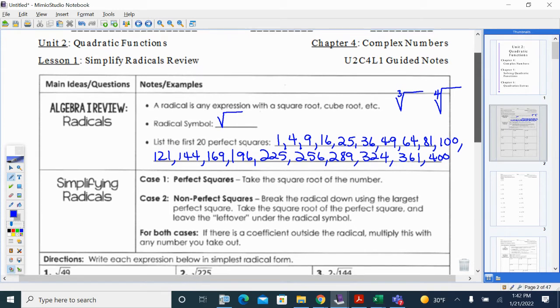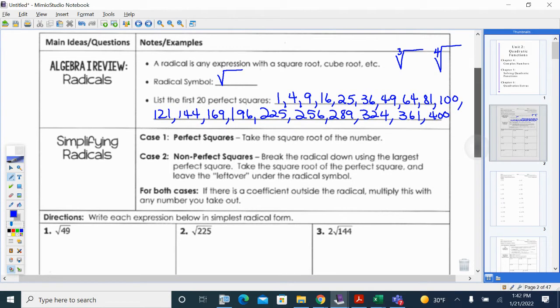Knowing your perfect squares does come in handy if you want to simplify radicals by hand. So case number 1 says perfect squares. When you go to simplify radicals, what you want to do first is identify whether or not you have a perfect square. And then just take the square root of that number and you're done. In the second case, for non-perfect squares, you're going to break the radical down using the largest perfect square, take the square root of the perfect square, and leave the leftovers under the radical. So anything that you can't take the square root of has to stay under the radical.